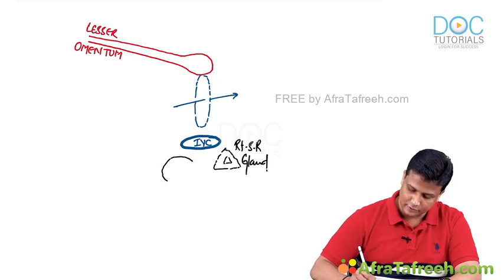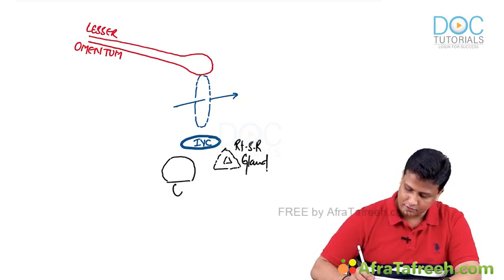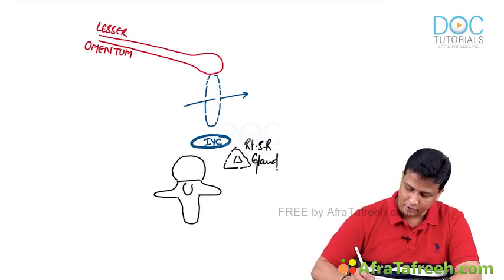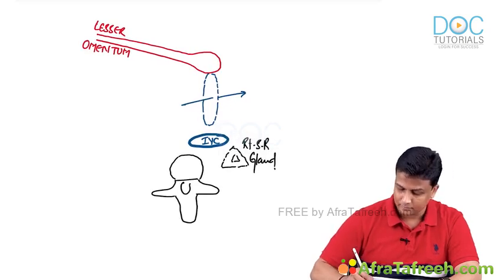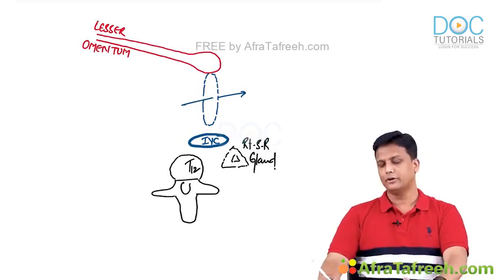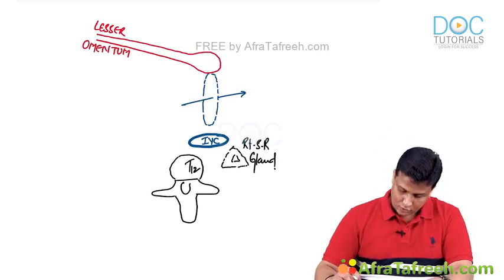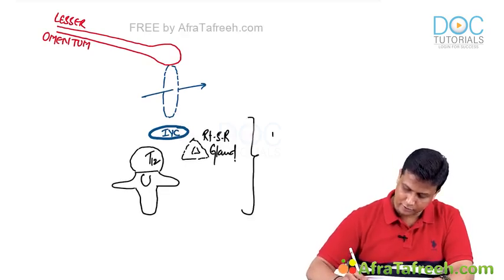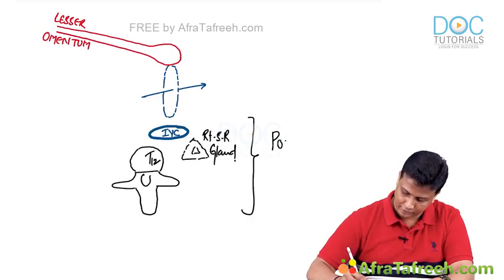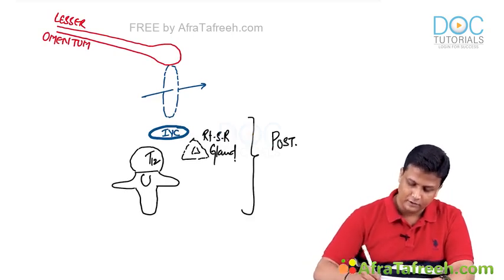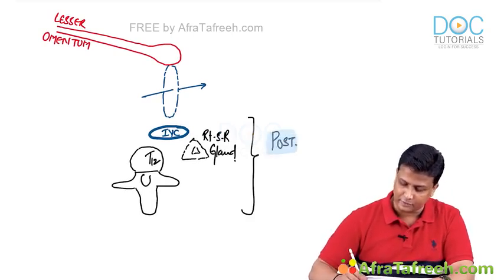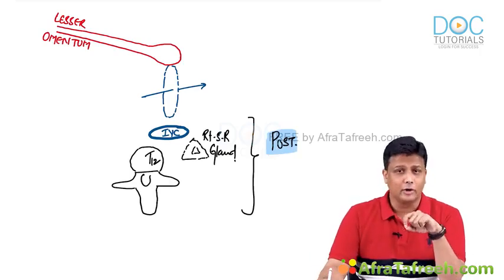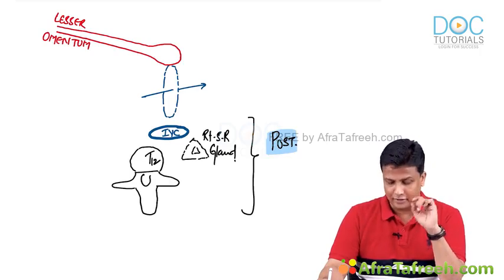And then you'll also be able to appreciate the T12, the body of 12th thoracic vertebra. So whatever structures that we have drawn here, all these structures are nothing but the posterior relations of epiploic foramen. That is about the posterior relations of epiploic foramen: inferior vena cava, the vertebral body of T12 and right suprarenal gland.